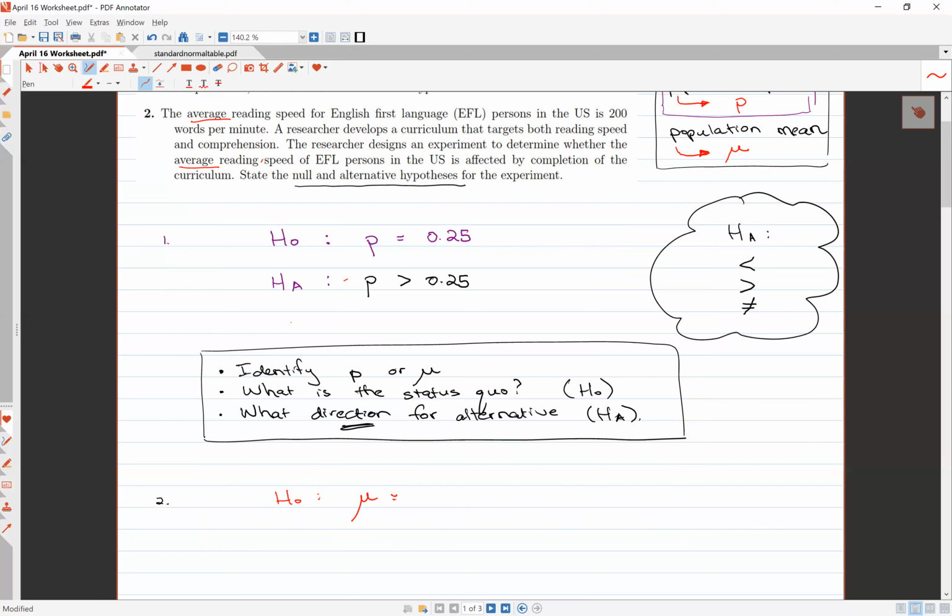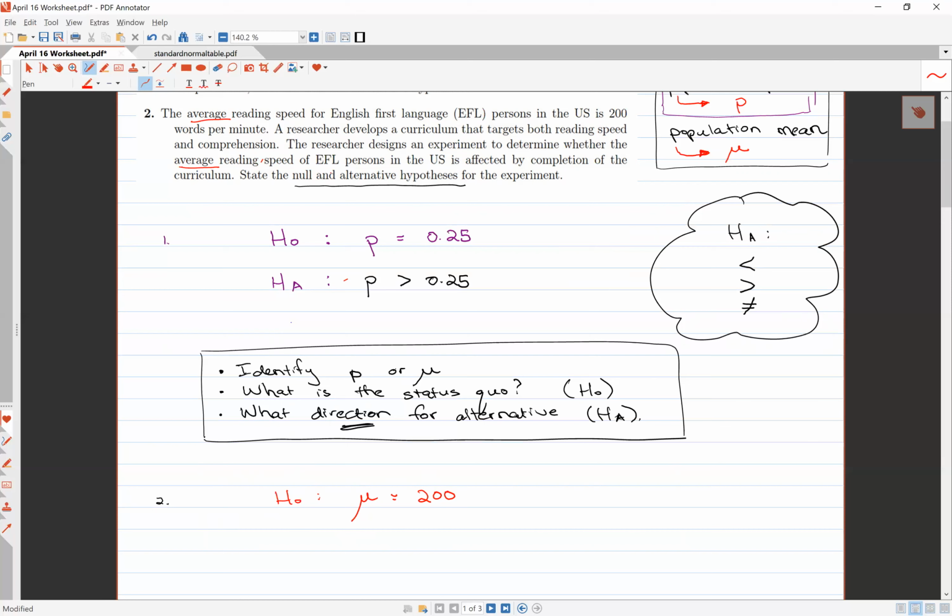And what is the status quo? What have we believed to be true up to when this researcher developed a new curriculum? Well, the status quo was 200 words per minute. So maintaining the status quo under the null hypothesis says the mean is equal to 200.